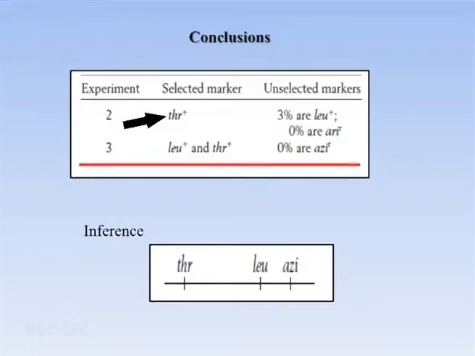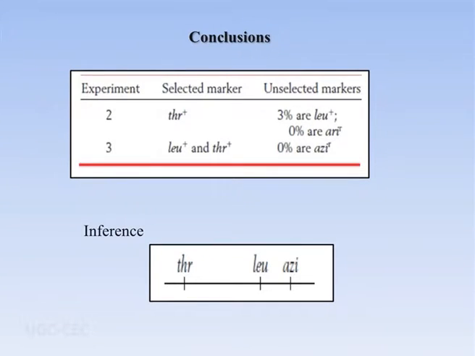For this, the second experiment is done, in which they take the selectable marker as threonine. Now when threonine is taken as a selectable marker, it is seen that only 3% of the colonies are threonine positive and leucine positive, whereas 0% are threonine and sodium azide resistant. So this shows that threonine and sodium azide are located far apart from each other, and the transducing fragment is not able to carry such a long fragment. So there are 0% colonies.